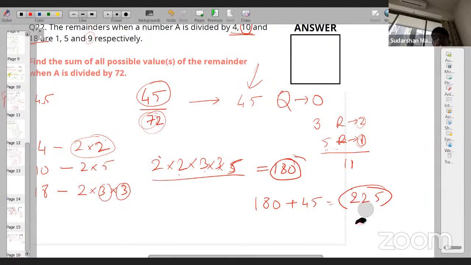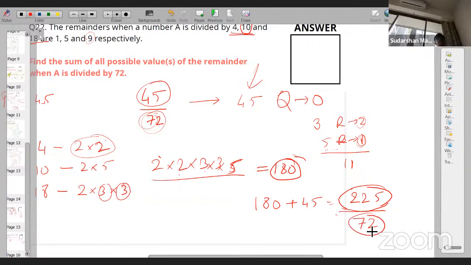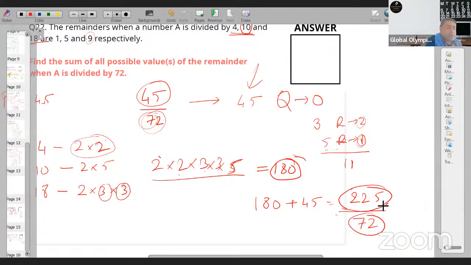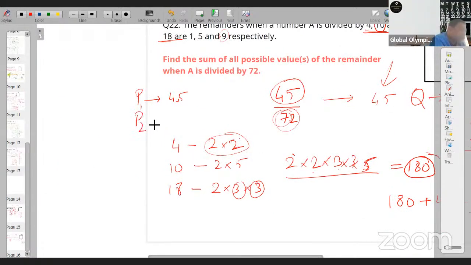And all these things will happen. Okay, we know that will happen at 225. But when we divide this by 72, 72 into 3 is 216, correct? Therefore, we'll have a remainder of 9. So my possibility 2 is 9.